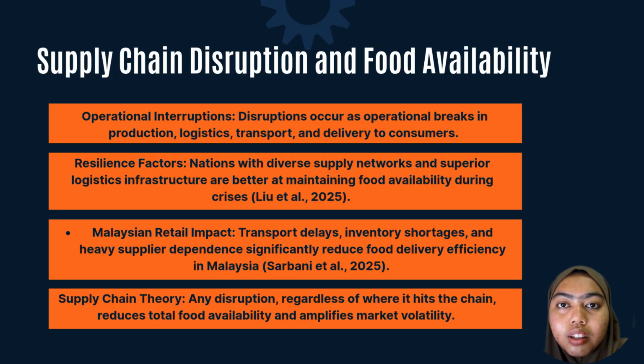Looking domestically, Sarbani in 2025 evaluated the Malaysian food retail sector, discovering that transport delays, inventory shortages, and excessive supplier dependence heavily reduce food delivery efficiency.